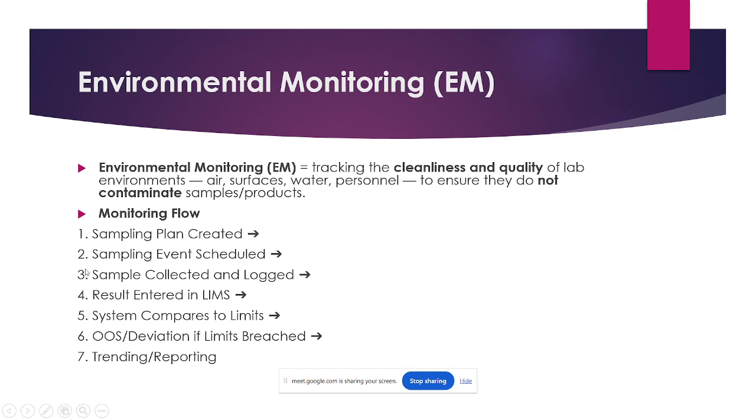First we need to create the sampling plan in the EM module. After creating the sampling plan, we need to schedule the event, meaning how often it should run. Every 24 hours it should run or every 48 hours it should run, like that.